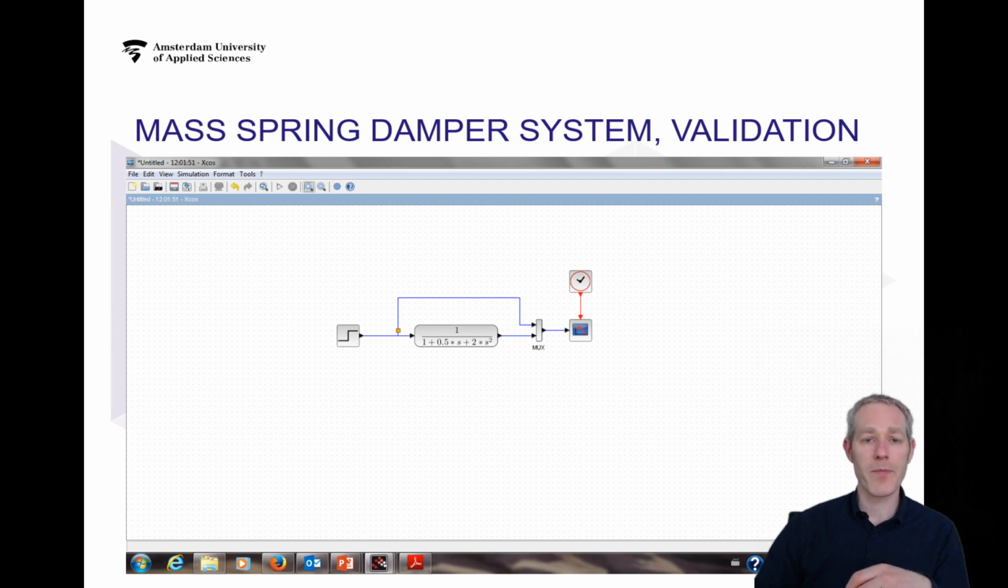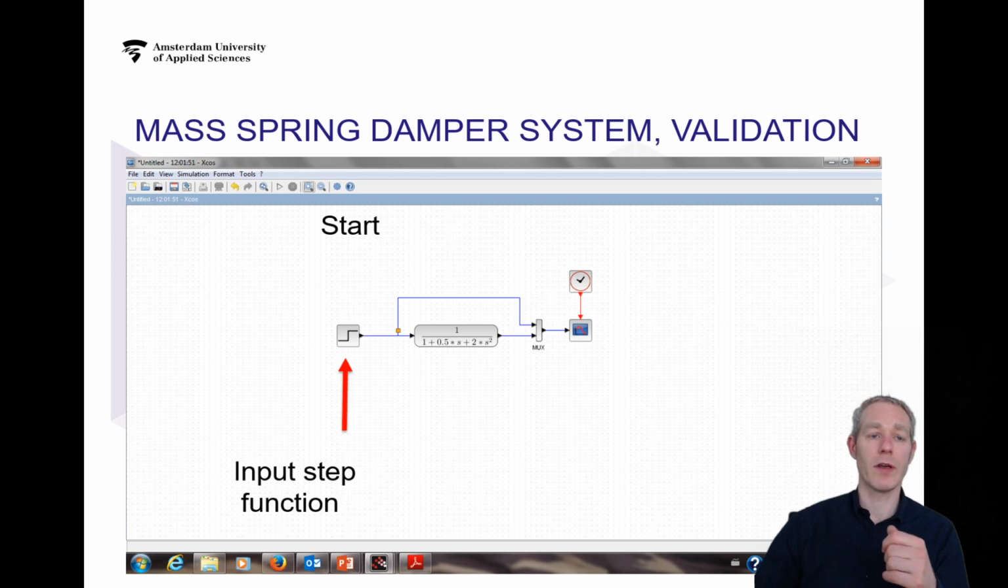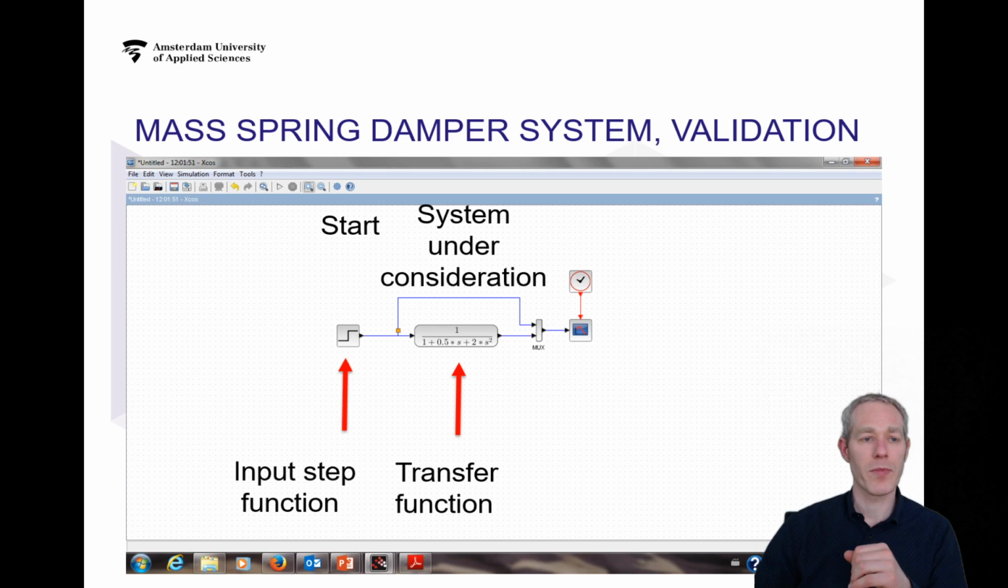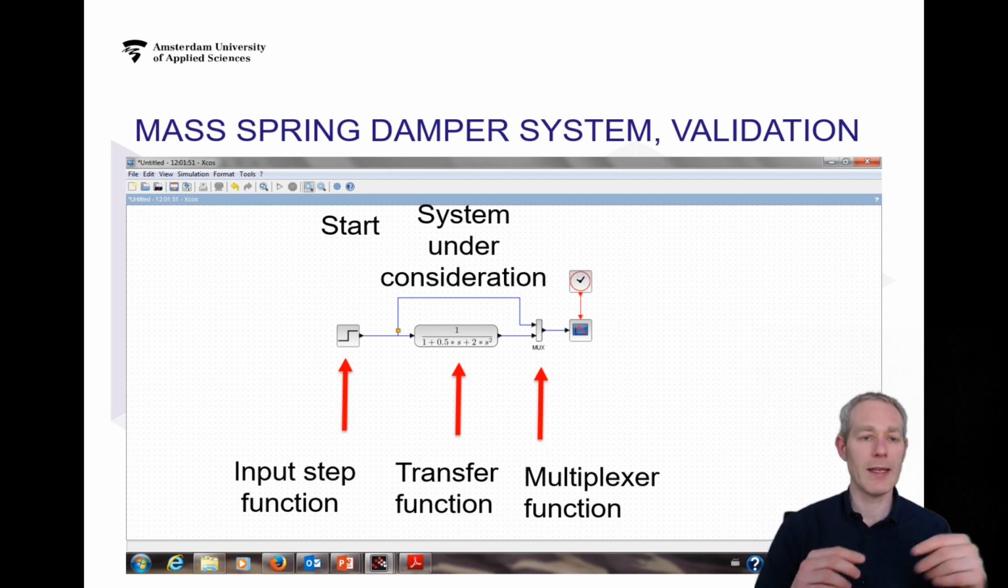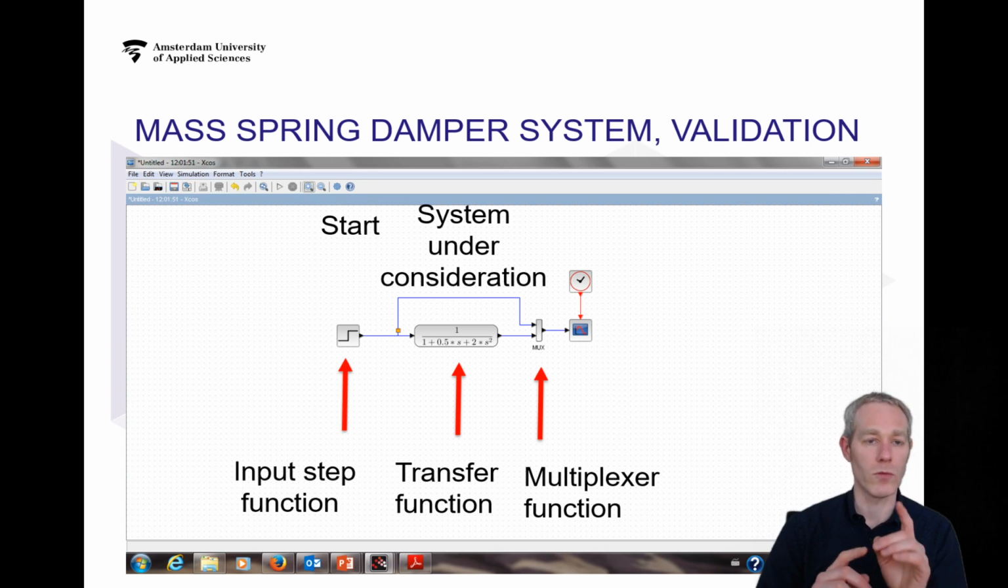What we see here is an input, and here we have chosen a step function, but here we can put in any type of input. We have our system where we show the transfer function, that is the ratio of the output of the input in the S domain. We have a multiplexer function that is nothing else than that we have 2 signals, and we interlace them together so that they are on one signal.